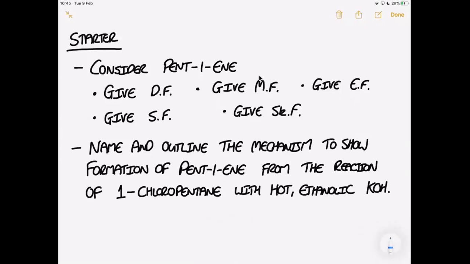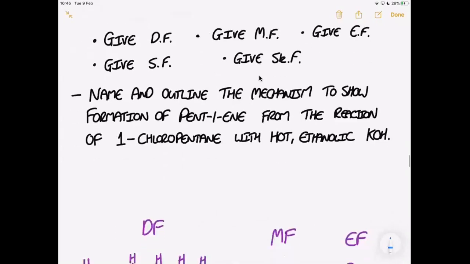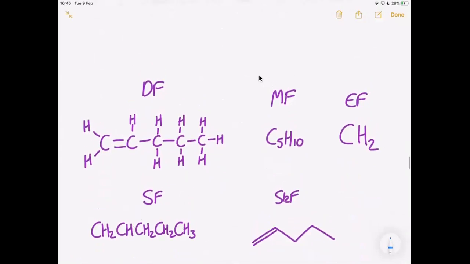Okay, so we should have some answers. Might not be sure about the mech, but we should have had a go. So there are 5 different representations of pent-1-ene. We've got a displayed formula, molecular formula, empirical formula, structural formula, and skeletal formula. I'm not going to draw out all the possibilities here, but I will point out that if you've got the double bond over on the right-hand side of the molecule, that's absolutely fine because it's still carbon 1, right? As long as everything else is correct, okay? I chose to have it on the left for this section.